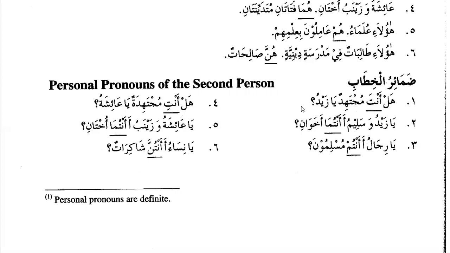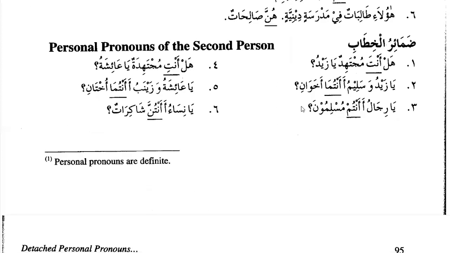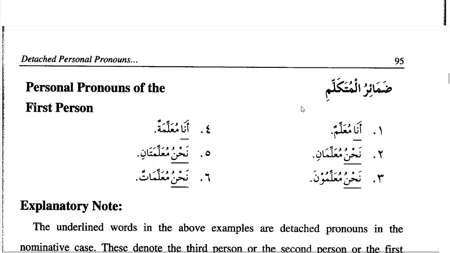Hal anti mujtahidatun ya Aisha? Are you hardworking, O Aisha? Ya Aishatu wa Zainabu, antuma ukhtani. O Aisha and Zainab, are you sisters? Ya nisa'u, antunna shakiratun. O women, are you thankful? What does shakirat mean? Shakirat means the one who thanks Allah. Grateful, you can say. Grateful. Okay. Next.